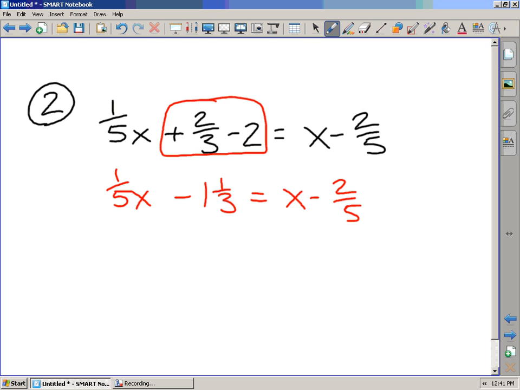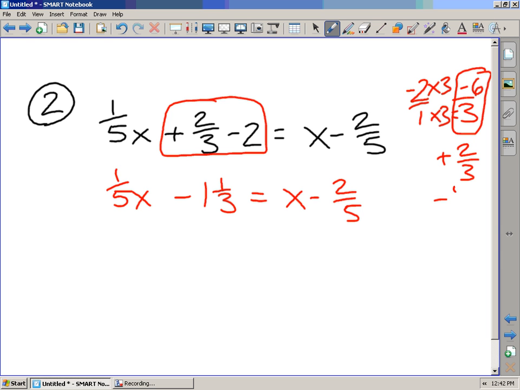And over to the side, we could have had -2 written with a denominator of 3. 1 times 3 equals 3, so that means we need to multiply -2 times 3 as well. So -6/3 plus 2/3, we would have been left with -4/3. So I'm going to write that instead of the -1 and 1/3.